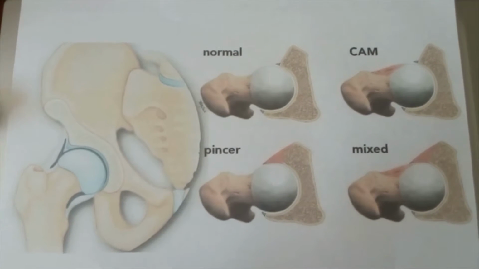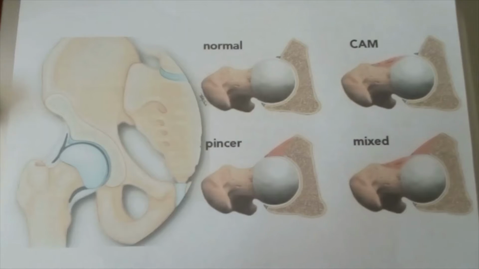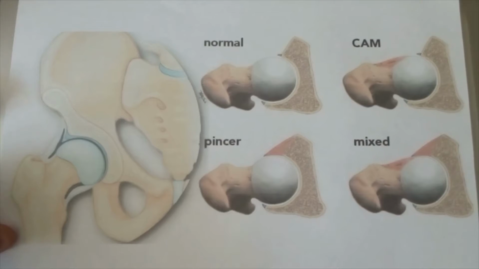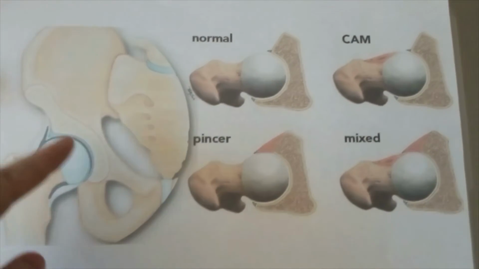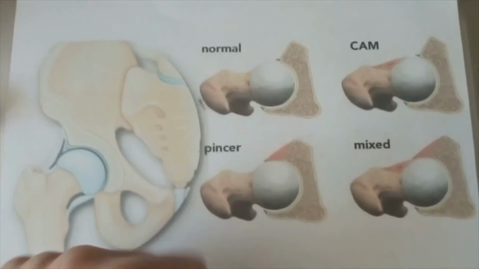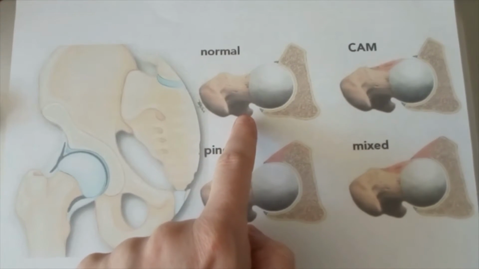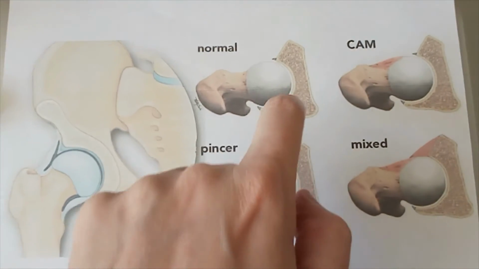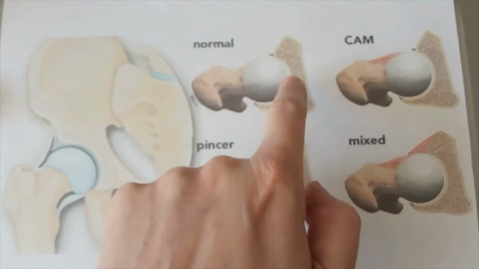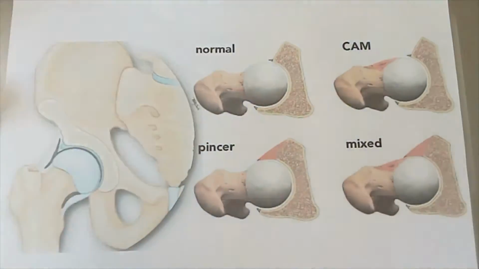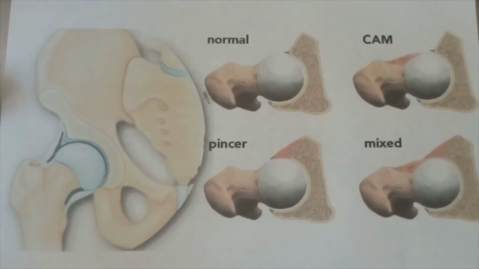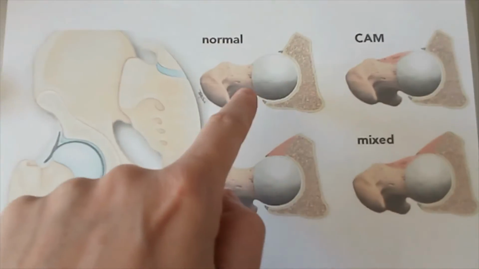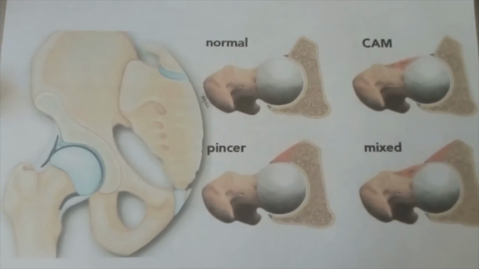Okay, so we have 3 types of femoroacetabular impingement. As you can see here, you can see the ball and socket joint very clearly. So in a normal hip joint, you have the ball and the socket that fits nice and snug, allowing for a good range of rotational movement in the hip, and everything's nice and smooth. There's no bony growths on this joint at all.